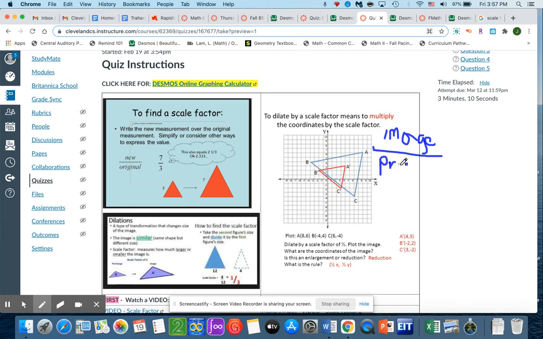Now, I don't know what those lengths are. And I know we have answers down below, but I just want to show you how to get them if you don't have lengths to compare. So over here we had lengths. We had 7 and 3. 7 being the new after a dilation and 3 being the old. 7 divided by 3. New over old, new over original, image over pre-image.